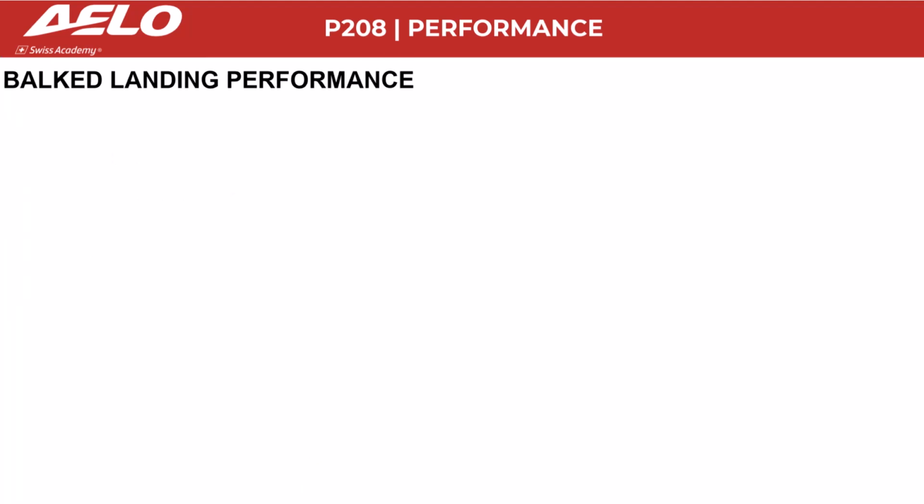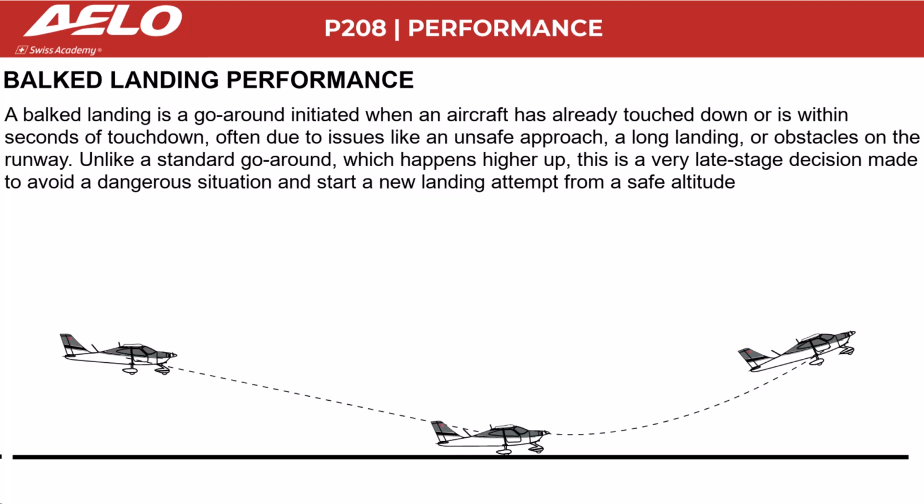Balked landing performance. A balked landing is a go-around initiated when an aircraft has already touched down or is within seconds of touchdown, often due to issues like an unsafe approach, a long landing, or obstacles on the runway. Unlike a standard go-around, which happens higher up, this is a very late-stage decision made to avoid a dangerous situation and start a new landing attempt from a safe altitude.